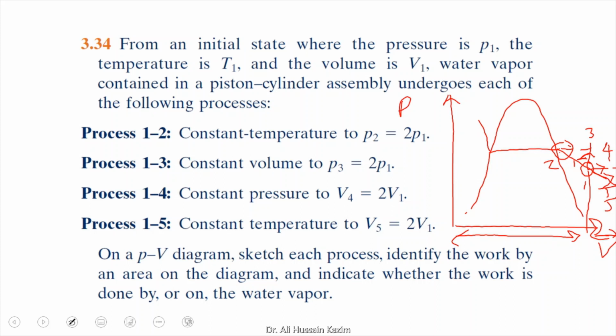Now we have to draw the work done. Work done for each of the processes would be the area below the process. So 1 to 2 is given by this. 1 to 3 there is no work done because there is no change in volume. Then work done from process V4 to V1 would be the area below it.